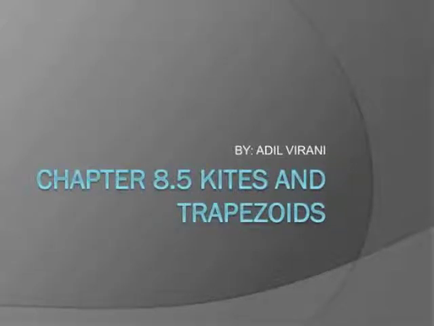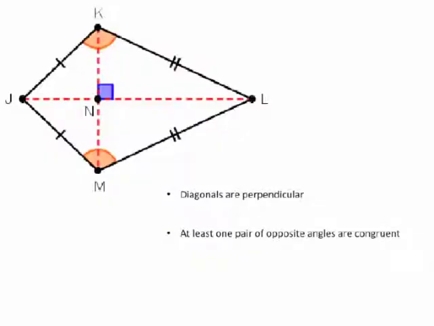Good morning, class. Today I'll be teaching you about Chapter 8, Section 5, Kites and Trapezoids. The properties of a kite include the fact that the diagonals of a kite are perpendicular and at least one pair of opposite angles are congruent. After learning these properties, take a look at this kite.